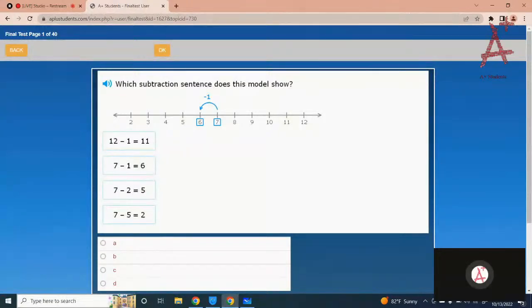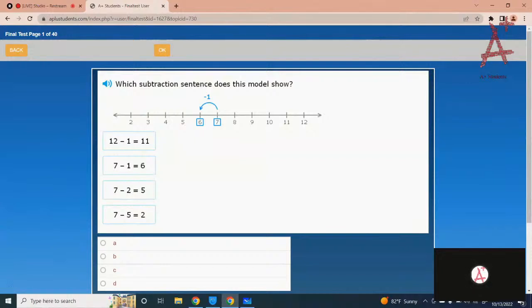Which subtraction sentence does this model show? That is from the topic we did today. So, which sentence shows the model? You have to look at the numbers that are written in the blue squares. What are the numbers that are written in blue squares? 7 and 6. And how many times you move back? Just one time. So, it would be 7 subtract 1 equals 6.